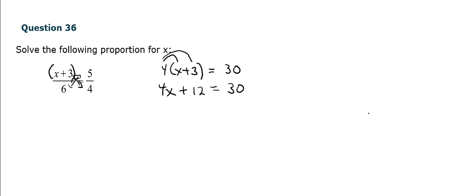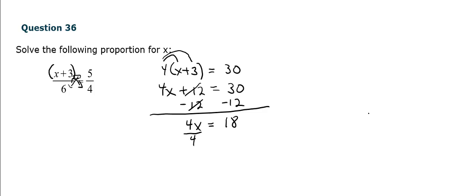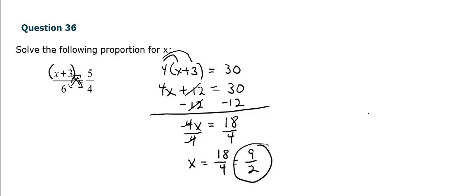equaling 30. So we need to isolate, so we're going to move 12 from the left-hand side to the right-hand side by taking its opposite. So this gives us 4x equaling 18. And then we're going to divide both sides by 4, which is the coefficient. So this gives us x equaling 18 over 4. Since 2 goes into both 18 and 4, we divide 2 out, and that gives us 9/2 as our answer.